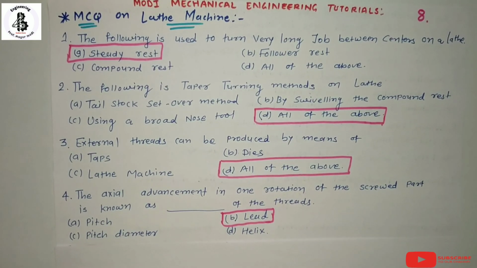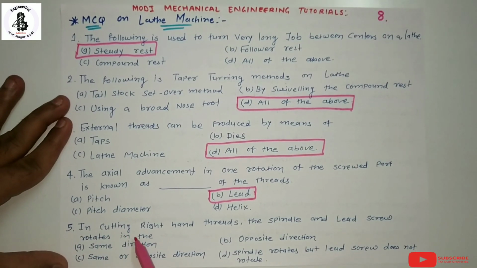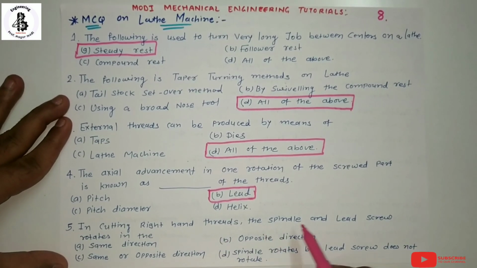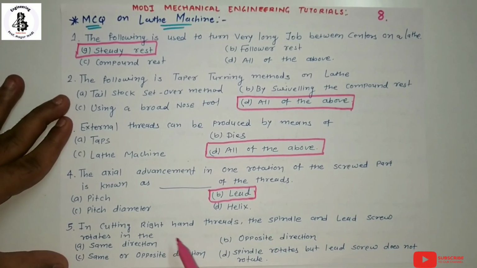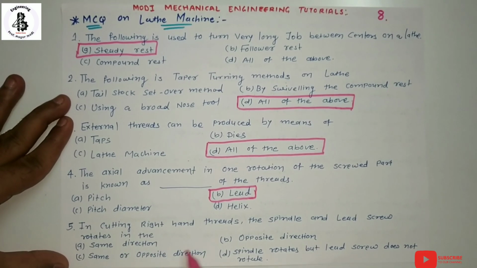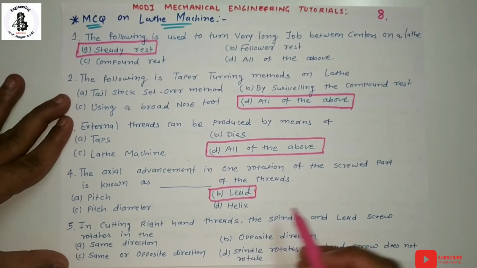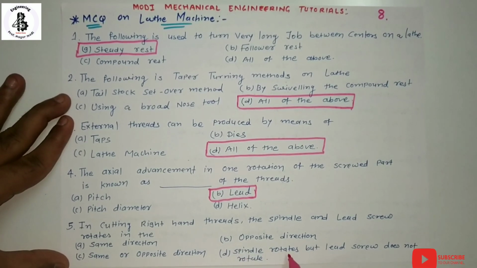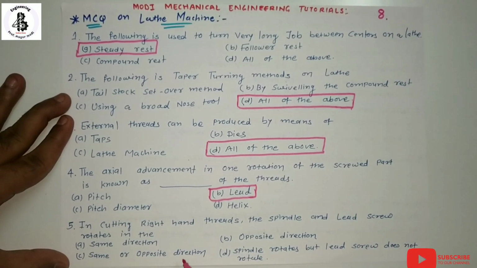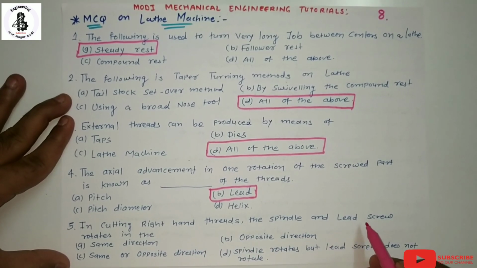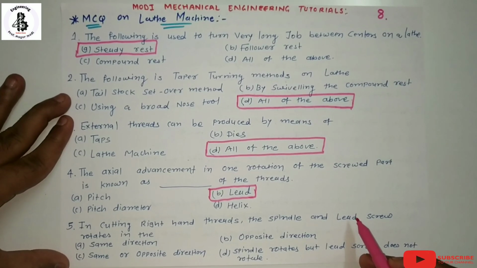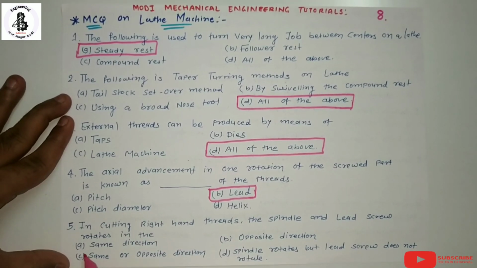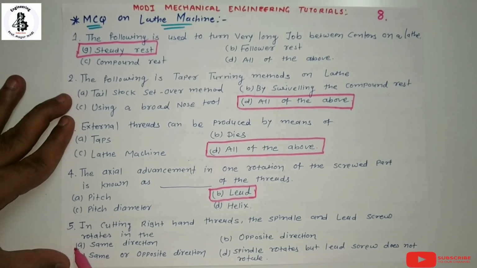The next question. In cutting right hand threads, the spindle and lead screw rotate in option A, same directions. Option B, opposite directions. Option C, same or opposite directions. And D, spindle rotates but lead screw does not rotate. So generally in the cutting of right hand threads, the spindle and lead screw rotate in the same directions. That is the possibility for generating right hand threads.